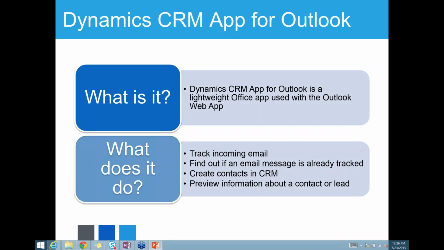So what is this? This is a lightweight Office application that is used with your Outlook web app. It allows you to do email tracking, find out if there are emails you're working with that are already tracked in CRM, create contacts from within the Outlook web app, and preview information about a particular contact or lead, specifically seeing if that contact or lead is in your CRM, the CRM information about that contact or lead, any activities that are upcoming, any opportunities, or open cases.